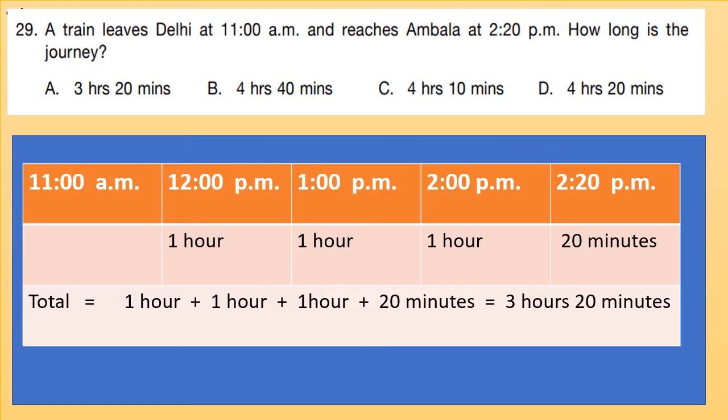centimeter. Question 29. A train leaves Delhi at 11 a.m. and reaches Ambala at 2:20 p.m. How long is the journey? Now see the table given in the solution. So from 11 a.m. to 12 p.m. is 1 hour, 12 to 1 p.m. is 1 hour again, and 1 to 2 p.m. is 1 hour again, and 2 to 2:20 p.m. is 20 minutes. So if we add these timings, total we get 1 hour plus 1 hour plus 1 hour plus 20 minutes equals 3 hours 20 minutes. So this is the journey time.